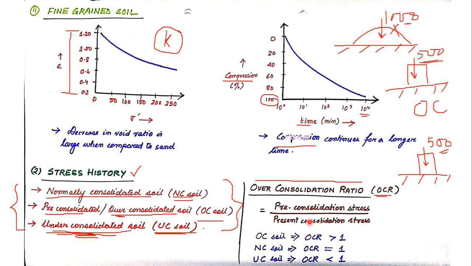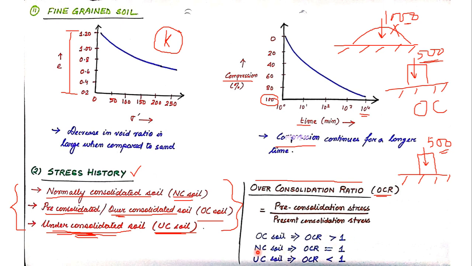So this is the present consolidation stress. So 1000 divided by 500 will give you an OCR of 2 kilonewton per meter square, sorry, just 2. It should be 2. So OCR will be larger than 1.